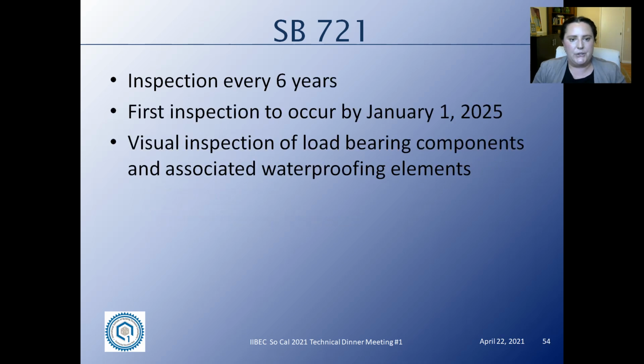The inspections need to occur every 6 years, so this is an ongoing maintenance item that building owners need to do. And the first inspection needs to occur by January 1st, 2025. And the inspection entails a quote-unquote visual inspection of load-bearing components and associated waterproofing elements of the EEEs.